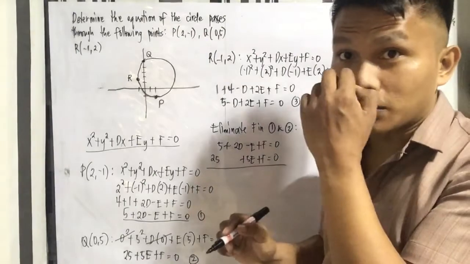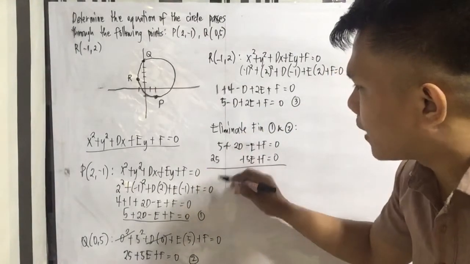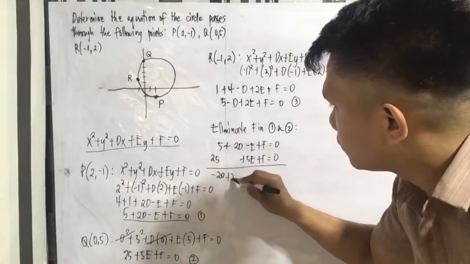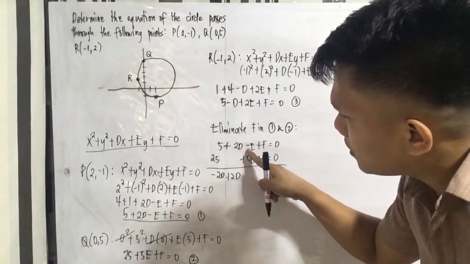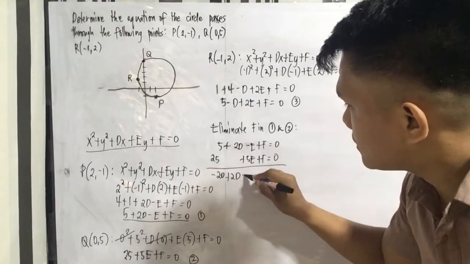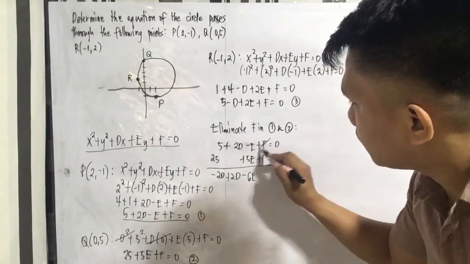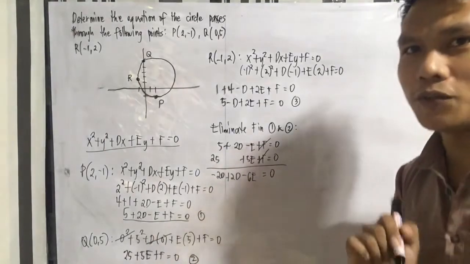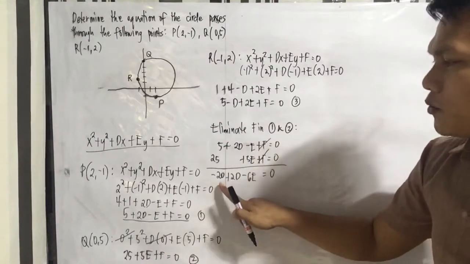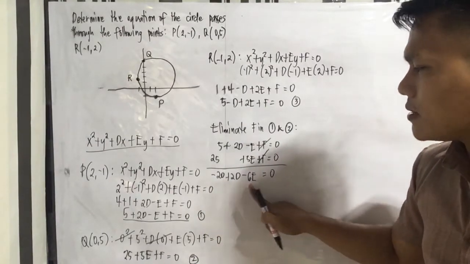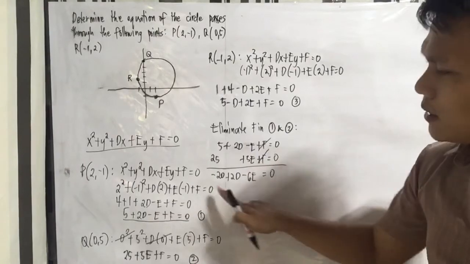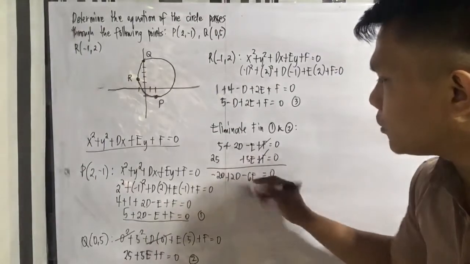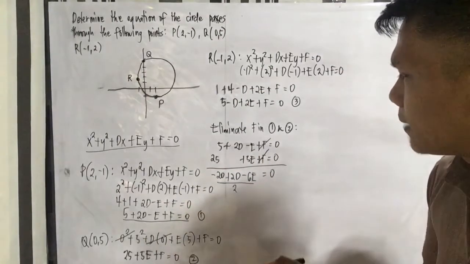Okay, let us use subtraction. 5 minus 25 will be negative 20. Bring down 2d. Negative e minus 5e is negative 6e. Then we can cancel out f, that is equal to 0. What we have right now is negative 20 plus 2d minus 6e equals 0. And this entire equation is divisible by 2, so let us divide it by 2.